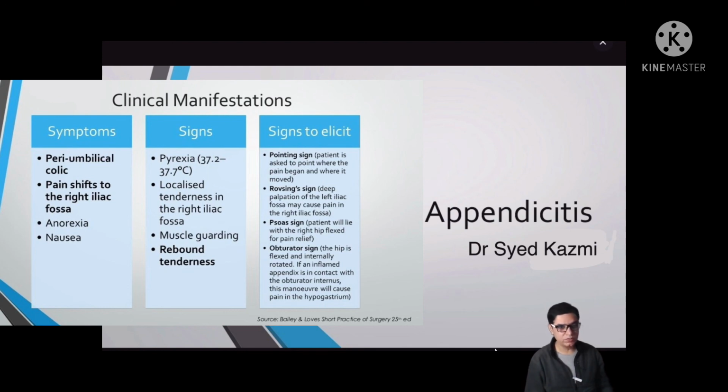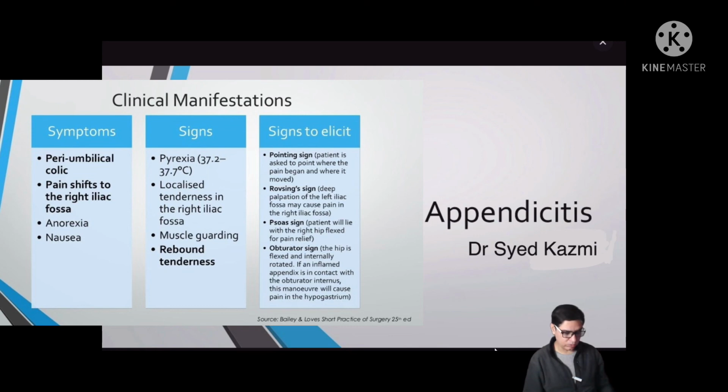On the signs, most of these cases have a mild febrile illness. So the fever is very mild in nature, sometimes it might even go undetected, somewhere between 37.2 to 37.7. So this is very mild, or some people even call it borderline pyrexia. That's usually a manifestation of acute appendicitis.